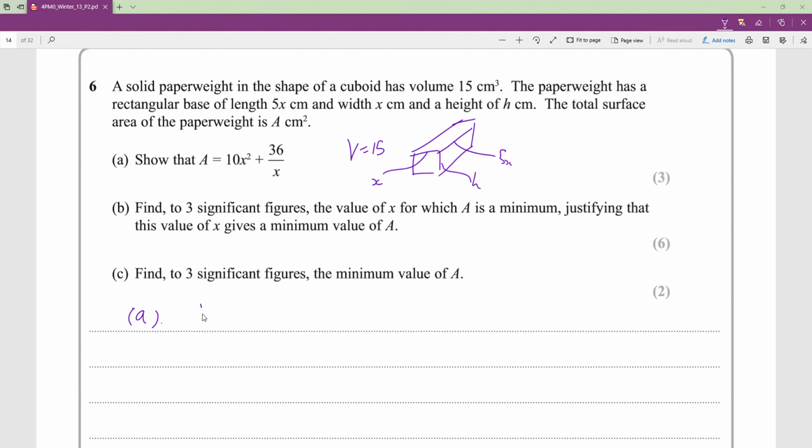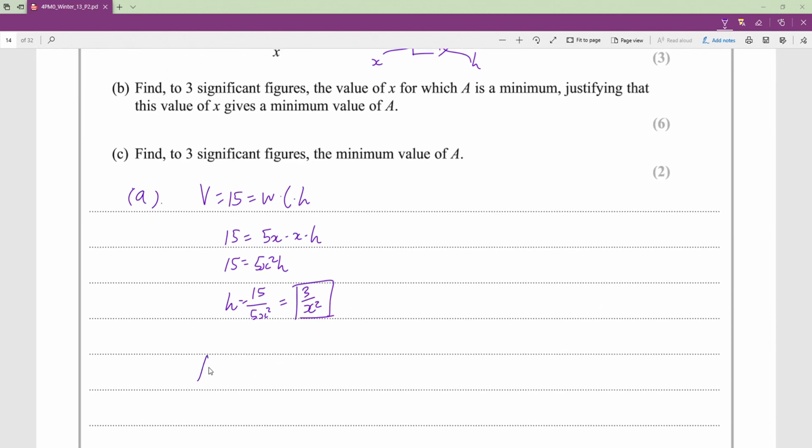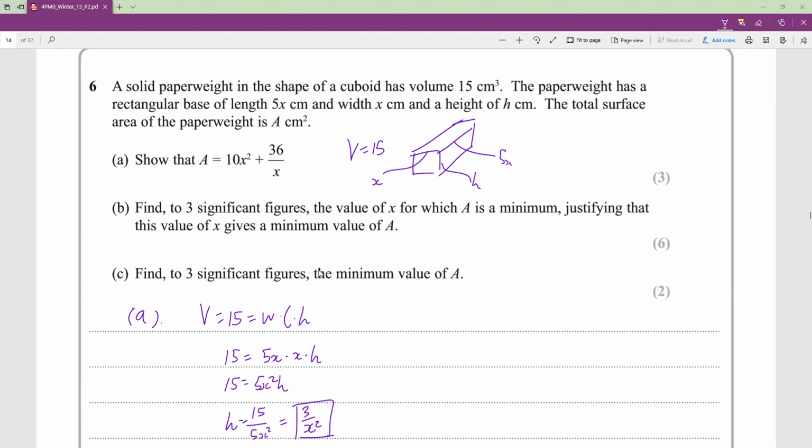So this volume 15 is going to be equal to the width times length times height, or 15 is equal to 5x times x times h, the height. So what do we do here? 15 is 5x squared h, or h is 15 over 5x squared, which is 3 over x squared. That is our value of h. And we can use that value of h in terms of x, substituting into our expression for area in terms of x and h to find an area in terms of x only.